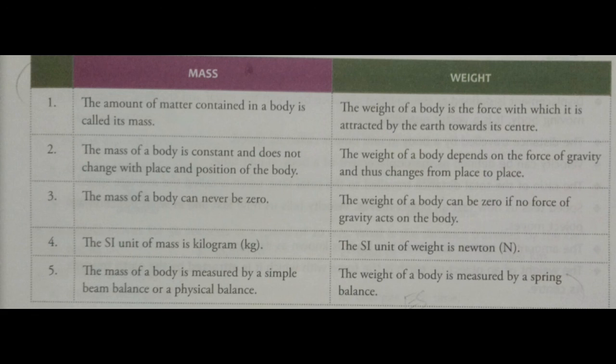The SI unit of mass is kilogram, whereas, as we all know, the SI unit of weight is Newton. The mass of a body is measured by a simple beam balance or a physical balance, whereas the weight of the body is measured by a spring balance.